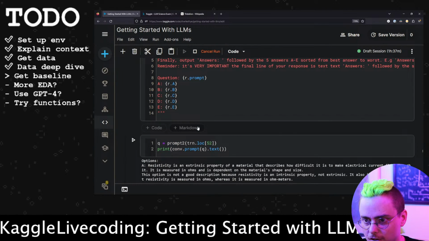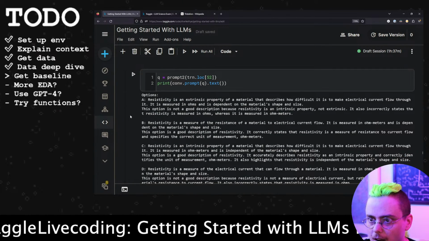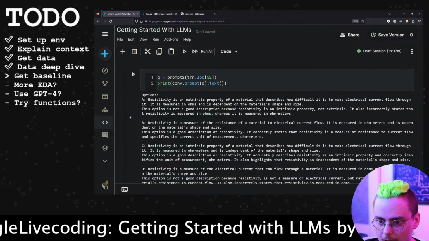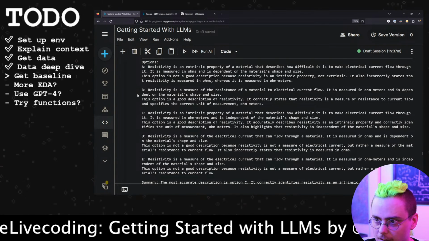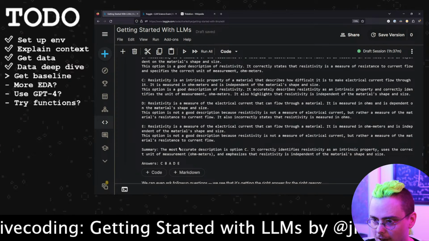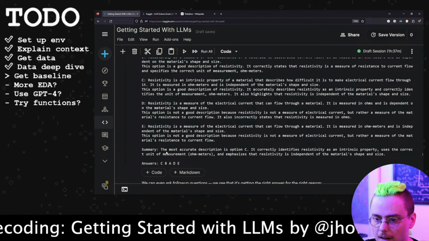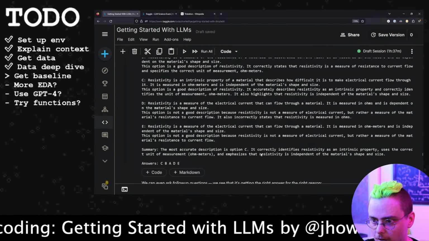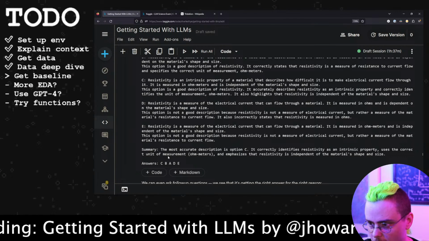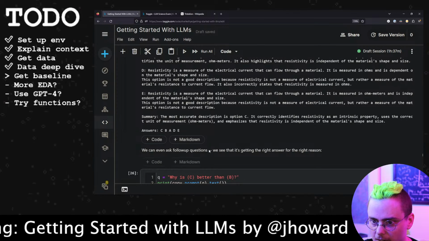Especially instruction tuned models like Llama Chat and the chat versions of GPT. Okay, so, long answer from the model. It's writing out each of these options, talking about it, providing its summary, and it is now answering that the most accurate description is option C, correctly identifying it's an intrinsic property, correct unit of measurement, emphasizes that resistivity is independent of the material's shape and size.